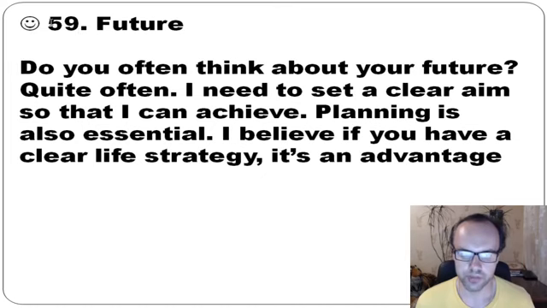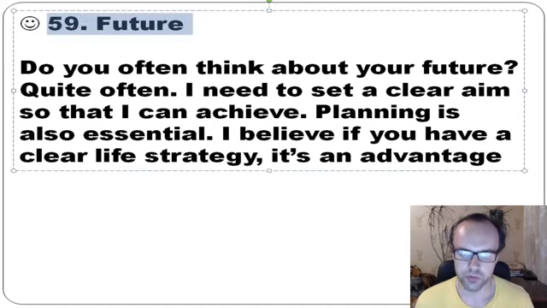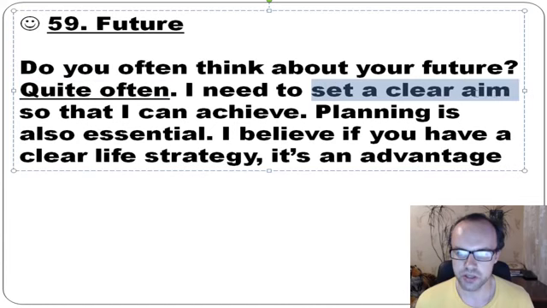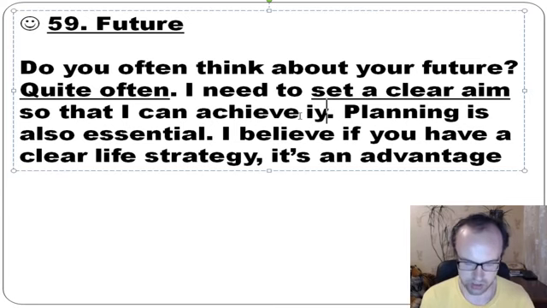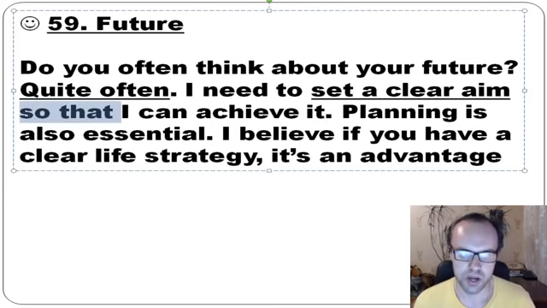Well, future. Do you often think about your future? Quite often. So I need to set a clear aim. We say to have an aim or set an aim, so a clear aim, so that I can achieve it. So that I can achieve it or to achieve it. So planning is also essential. Essential means extremely important.